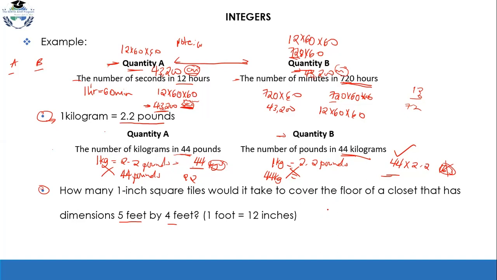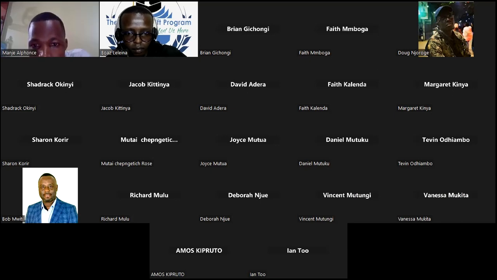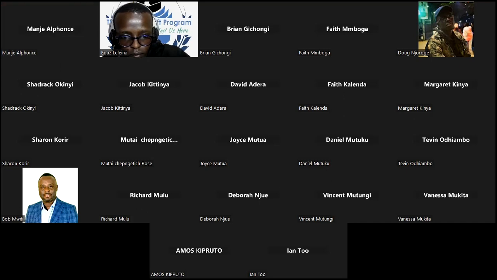I got the dimension of one side, which is 5 feet. If 1 foot is 12 inches, that means that side is 5 times 12, which is 60. The other side is 4 times 12, which is 48. And since the tile is 1 by 1, it is going to be 60 times 48. So 2,880.